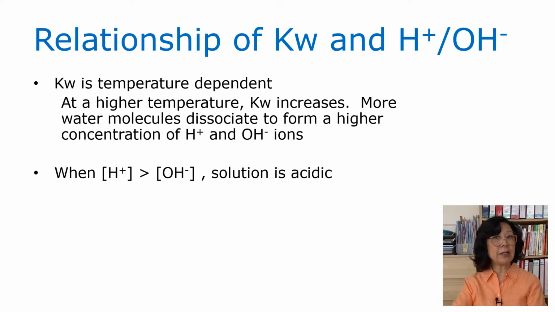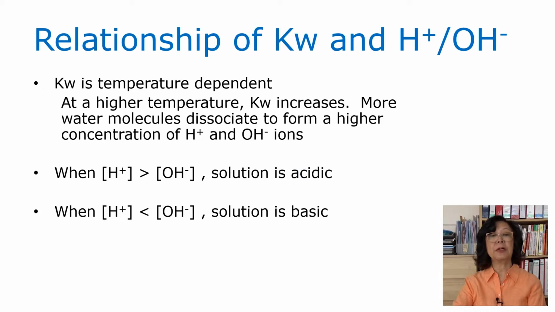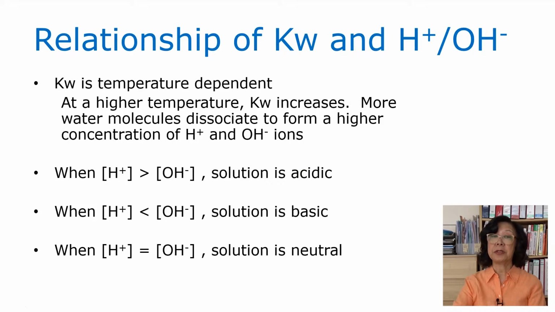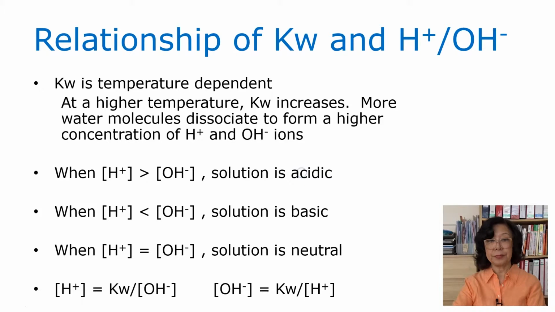When the hydrogen ion concentration is greater than the hydroxide ion concentration, the solution is acidic. However, when the hydrogen ion concentration is less than the hydroxide ion concentration, the solution is basic. And when they are equal, the solution is neutral. Now we can calculate hydrogen ion concentration by dividing Kw by OH minus ion concentration, or vice versa, the hydroxide ion concentration by taking Kw divided by H plus concentration.